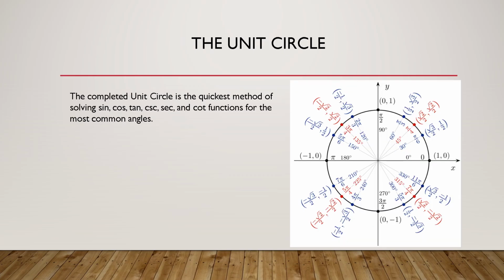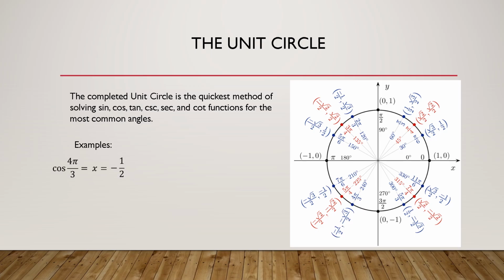The completed unit circle is the quickest method of solving sine, cosine, tangent, cosecant, secant, and cotangent functions for the most common angles. Most math students keep a copy of this as a quick reference. The first example is cosine 4 pi over 3.